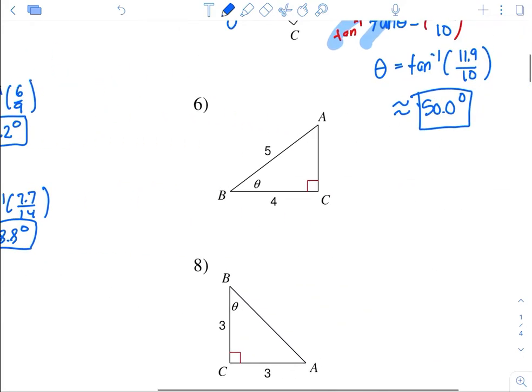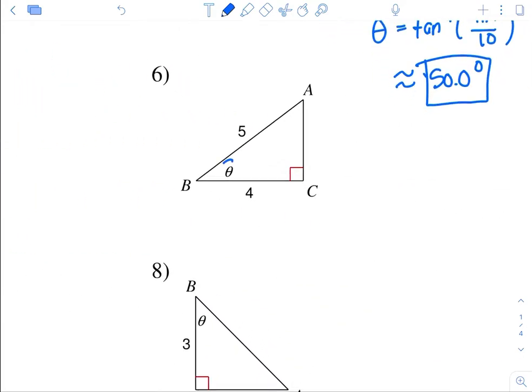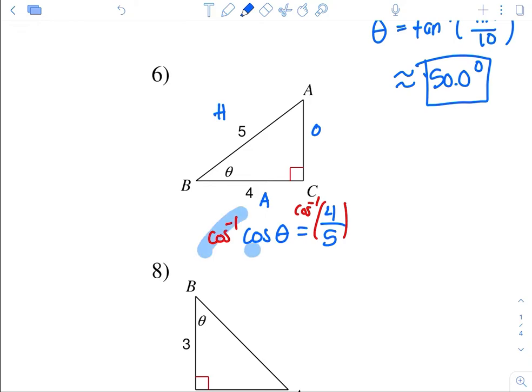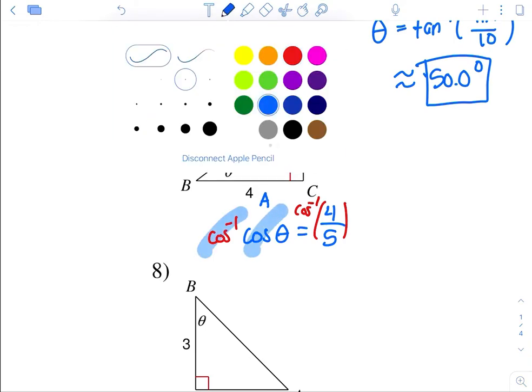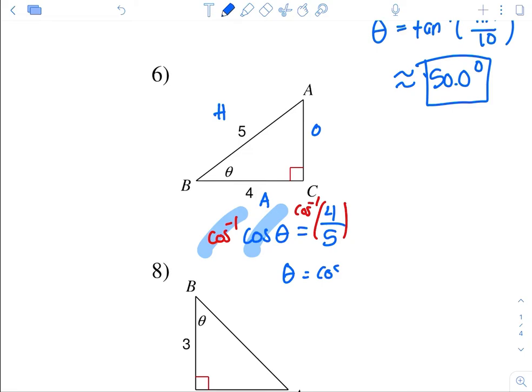Okay, number 6. Theta, angle measurement. In the perspective, this side's adjacent, opposite, hypotenuse, and H, so that's cosine. So cosine theta is equal to adjacent over hypotenuse. Take the cosine inverse to both sides, and we get theta is equal to cosine inverse of 4 over 5, which is roughly 36.9 degrees.